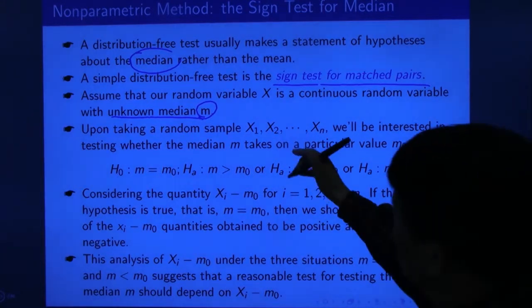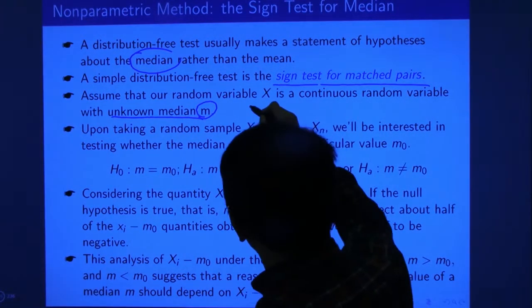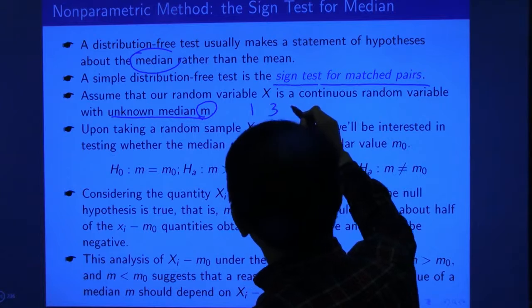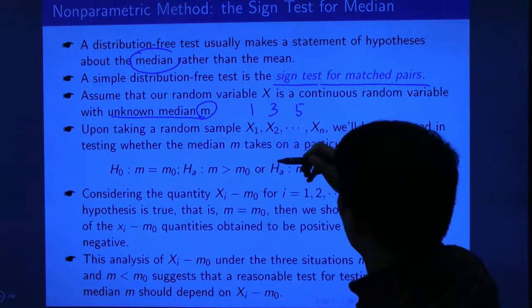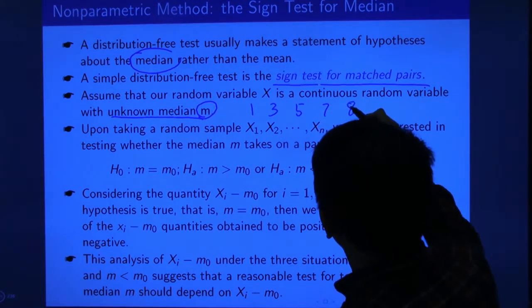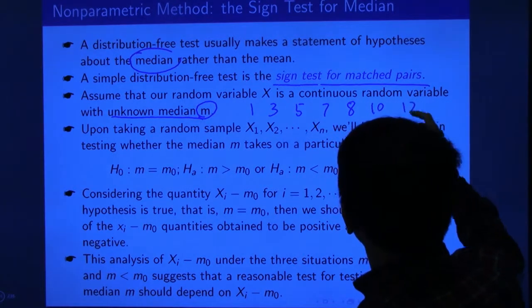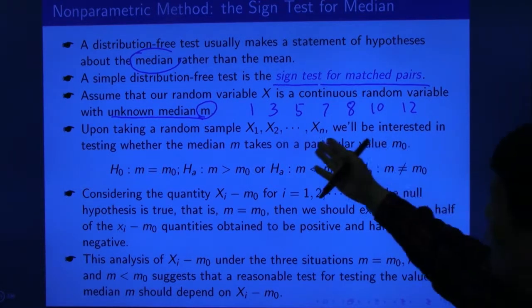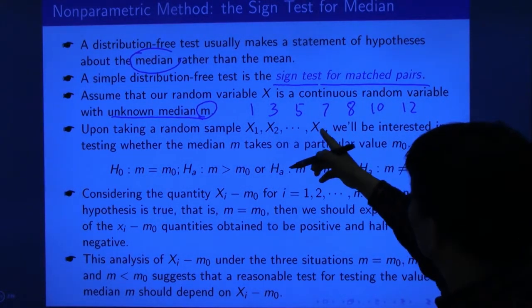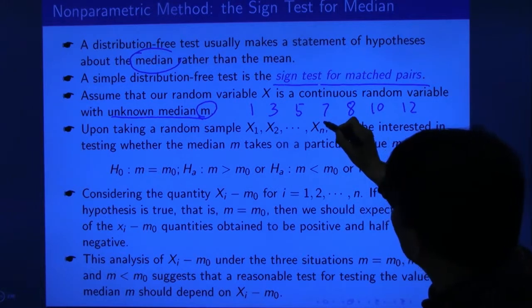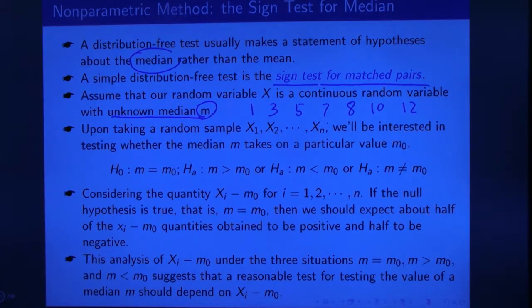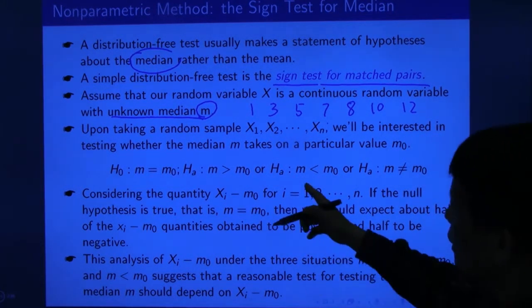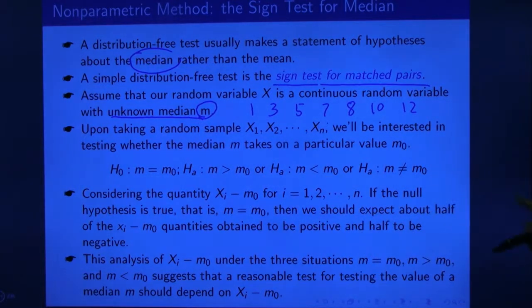For example, say this set of data is given by 1, 3, 5, 7, 8, 10, 12. So 1, 2, 3, 4, 5, 6, 7. So suppose we are given these 7 numbers. We know how to calculate the mean and the median. So in this example, the median must be 7 here. But we want to test if the median takes a particular value, for example, m0 equals 6.